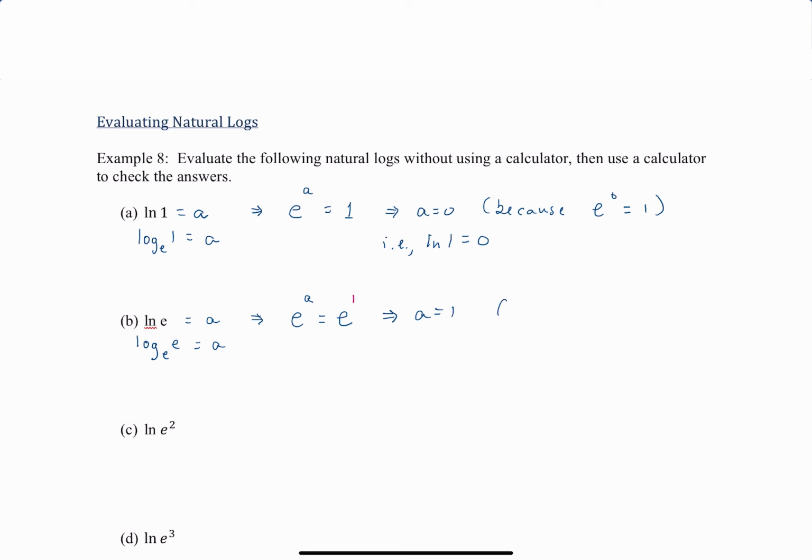And again, that's because e is the same thing as e to the first power. And again, what's A? Well, A was just my name for the natural log of e. So we see that the natural log of e is 1. And if you do that on a calculator, it will also give you a 1.